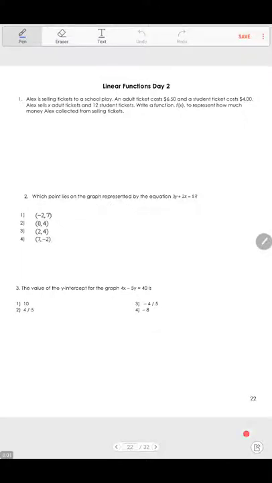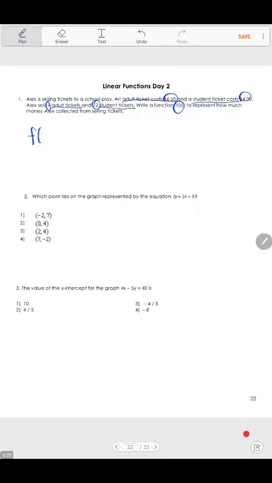Linear Functions Day 2. Alex is selling tickets to a school play. An adult ticket costs $6.50. A student ticket costs $4. Alex sells x adult tickets and 12 student tickets. Write a function f of x to represent how much money Alex collected from selling tickets.